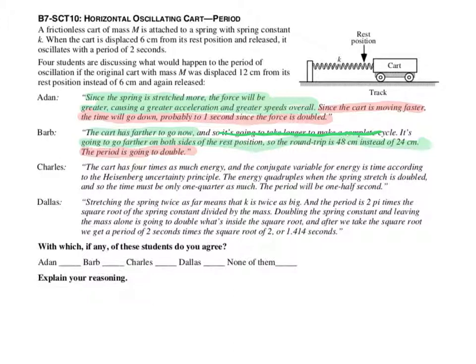All right, Charles says that the cart has 4 times as much energy. That's fair. The energy is 1/2 ka squared. If we double the amplitude, we quadruple the energy. And it is even true that the conjugate variable for energy is time according to the Heisenberg uncertainty principle, but really one has to wonder what's going on there. This is not a quantum mechanical system, so it's kind of strange that you would even bring in the Heisenberg uncertainty principle, and so it's just not relevant in a classical system.